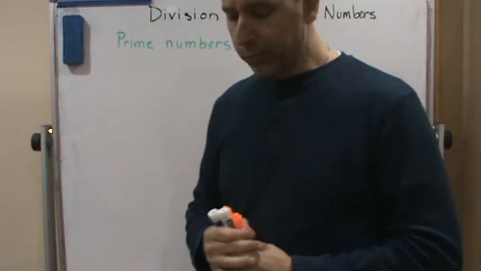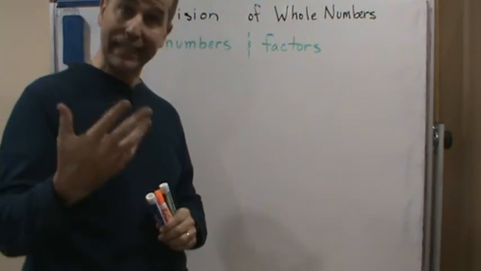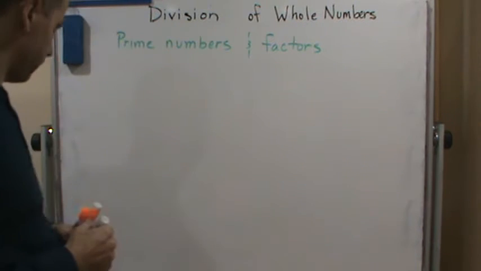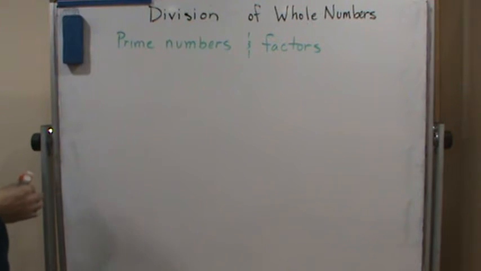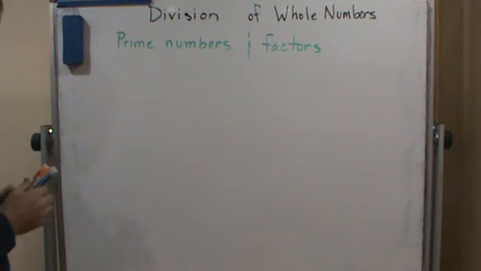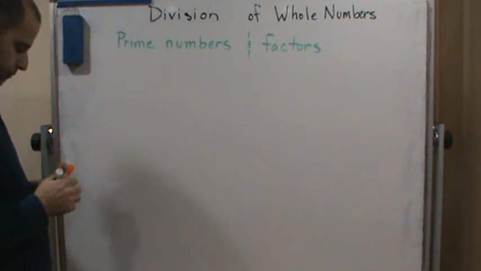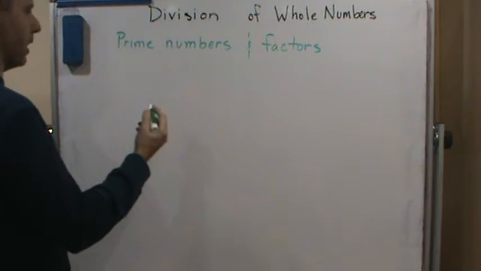Okay, so what's the first prime then? 2. In fact, 2 is the only even prime. Okay, all the other primes are odd, because any other even number is automatically a multiple of 2. Okay, so now, what are some of the prime numbers?